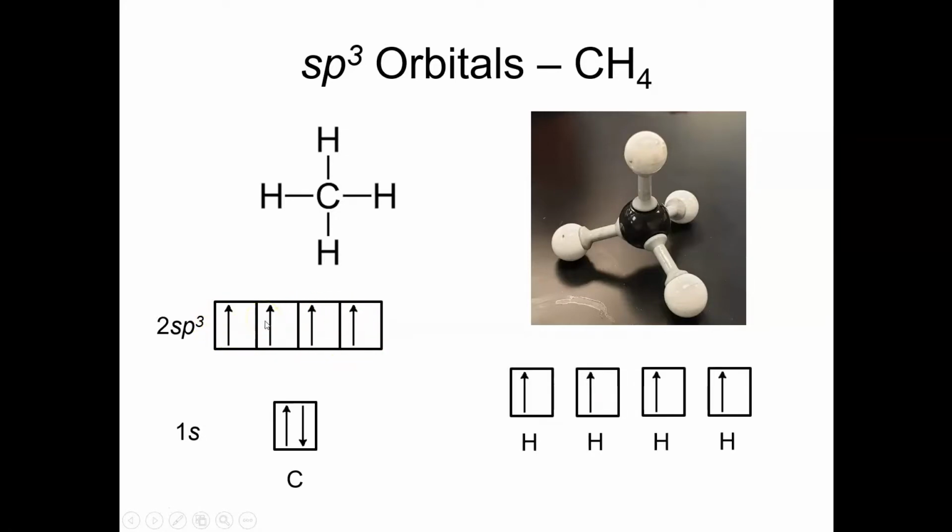I can bring in 4 hydrogens with their half-filled s orbitals. I can get the overlap I need. I've got the shape I need. I've got my methane molecule.